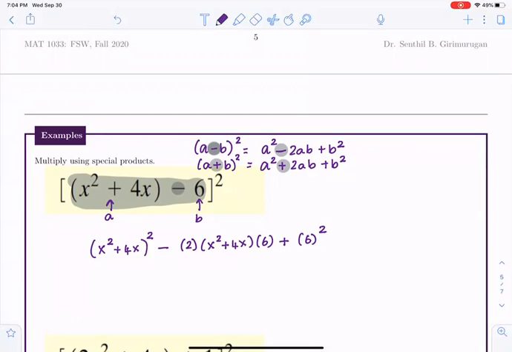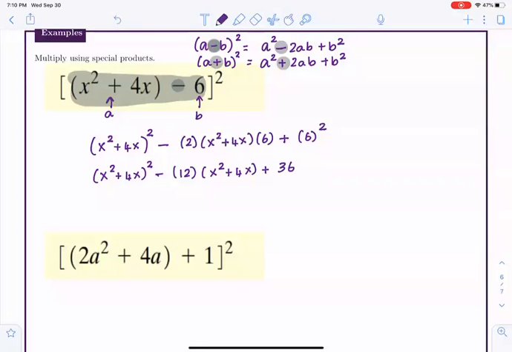So the answer here is (x squared plus 4x) squared minus 2 times 6 is 12 multiplied by (x squared plus 4x) plus 6 squared is 36. Now this can be simplified further. I'm not going to do it because we have to do something called the greatest common factor. If we did that, we can simplify it nicely. For now, this answer is sufficient.